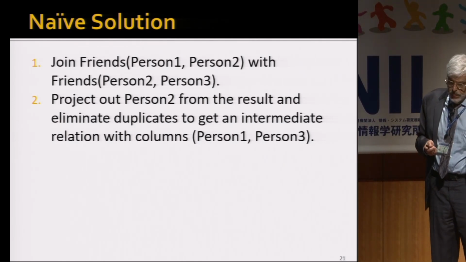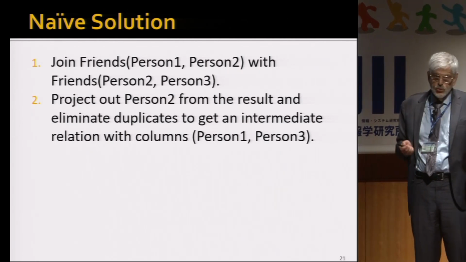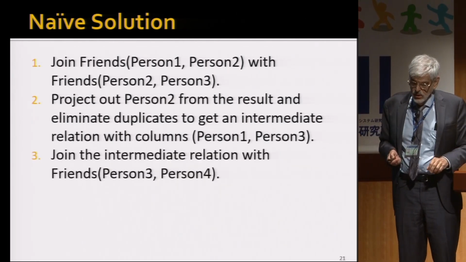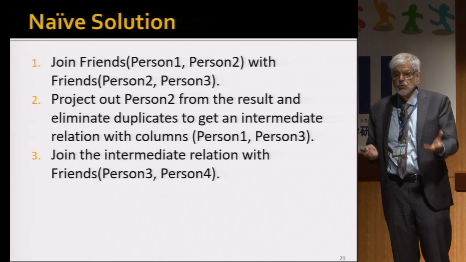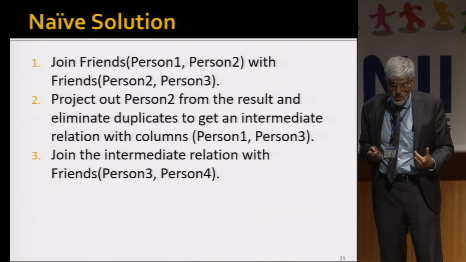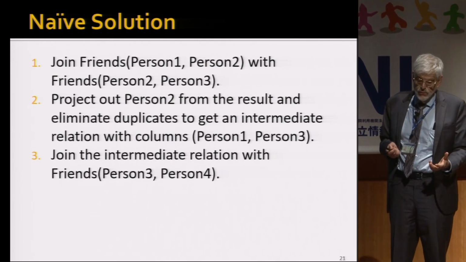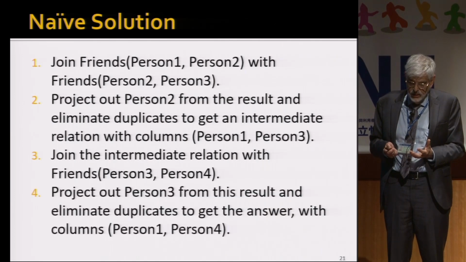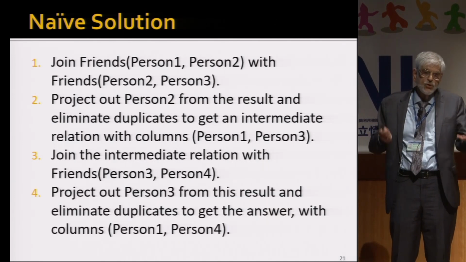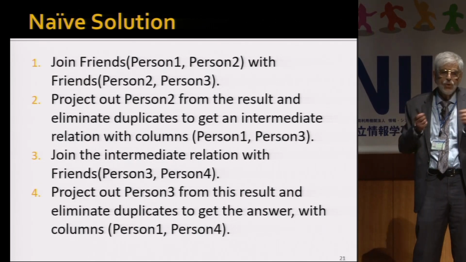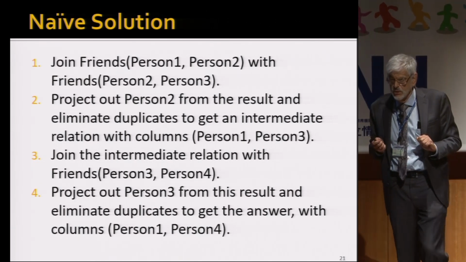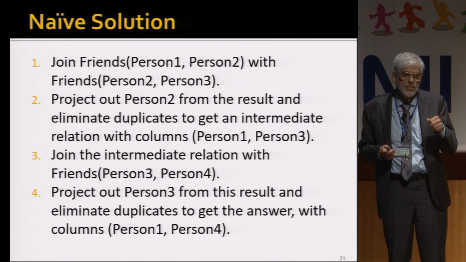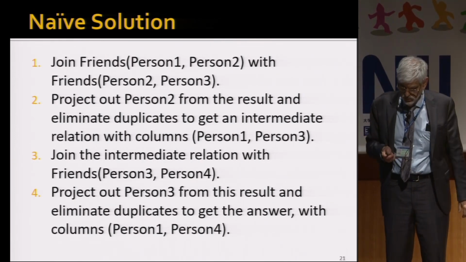So person 1, person 3, these are friends of friends. And then you join the friends of friends with another copy of friends. So that gives you the friends of friends of friends. Person 3 is now the joining column. And then you project person 3 out of the answer. And that gives you all the person 1, person 4 pairs that are friends of friends of friends.